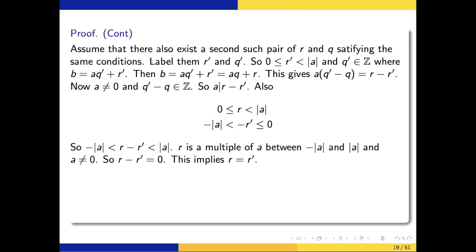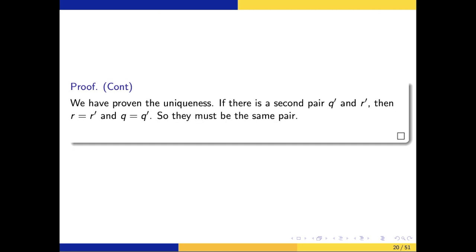From this it follows that r equals r prime, which also ultimately leads to the fact that q equals q prime, because aq plus r is equal to aq prime plus r prime. Cancelling off the r and r prime, which are equal, gives aq equals aq prime, and since a is non-zero, we get that q equals q prime. Thus we have proven the uniqueness. If there is a second pair q prime and r prime, then r equals r prime and q equals q prime. So they must be the same pair.